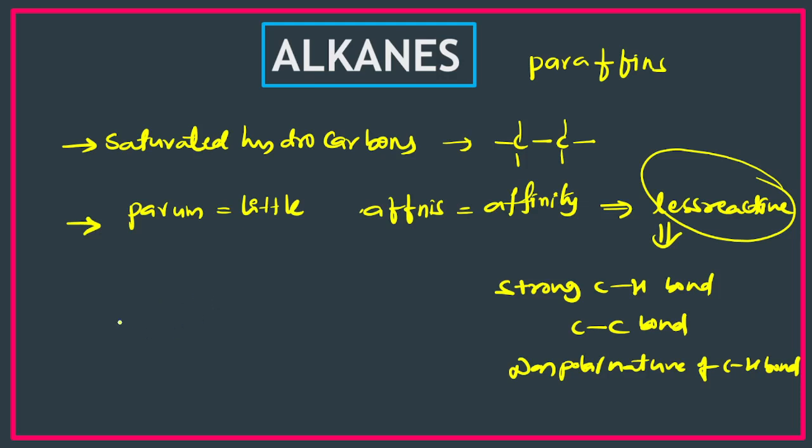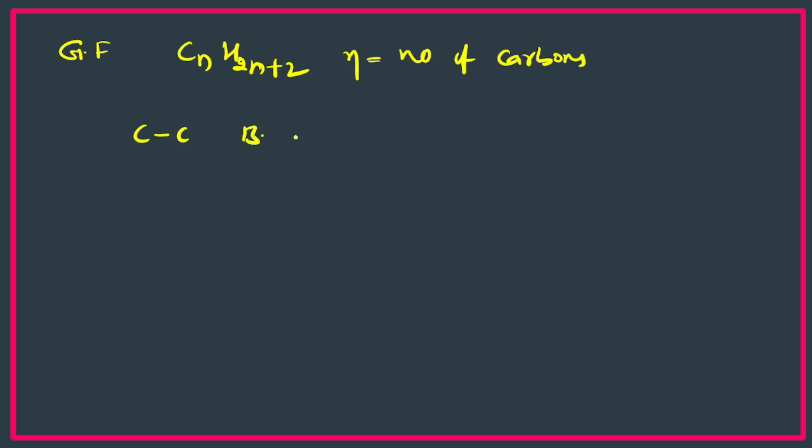See, what is the general formula for alkanes? The general formula for alkanes is CnH2n+2, where n equals the number of carbons. Generally, the carbon-carbon single bond length is 1.54 angstroms.